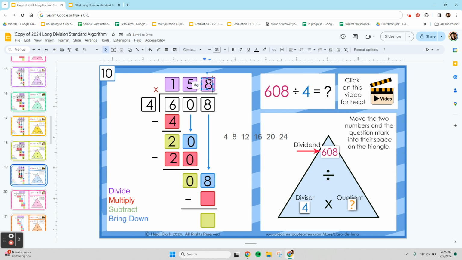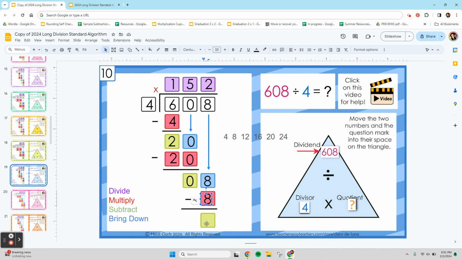Next step, multiply that 2 back down. Oops, sorry, it should be a 2. My apologies. All right, next step, multiply that 2 back down. 2 times 4 is 8. Our last step is to subtract to see if there's anything left over or any remainder.